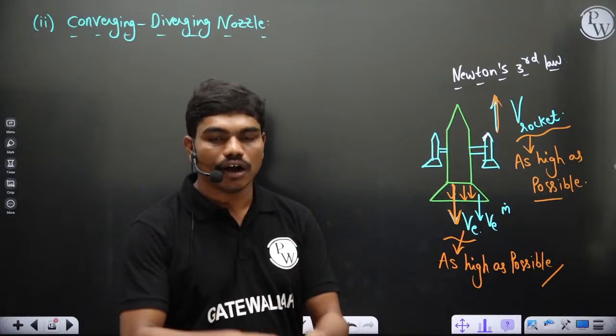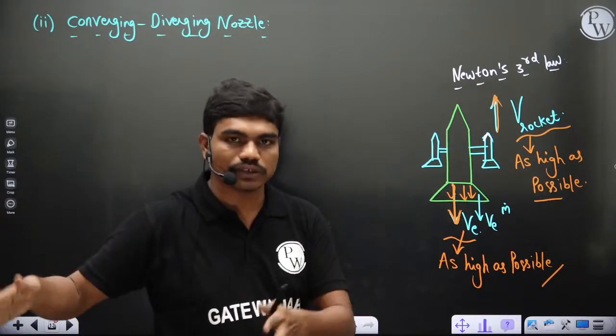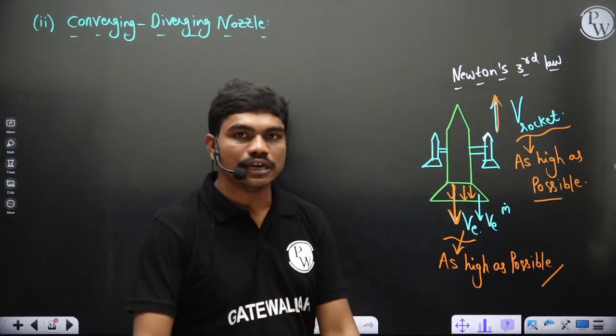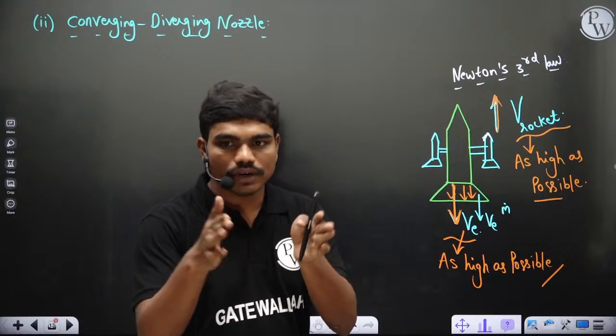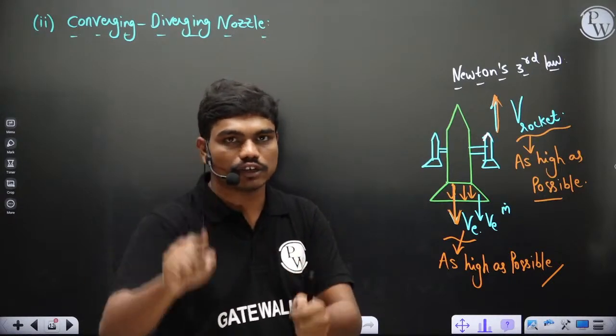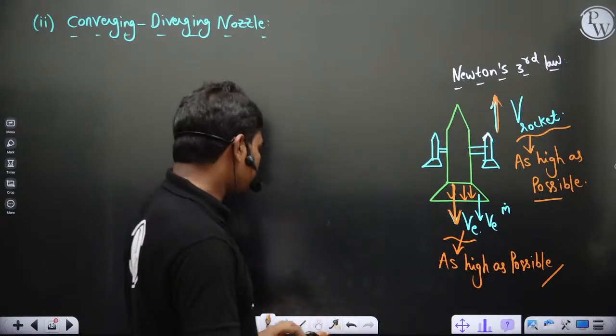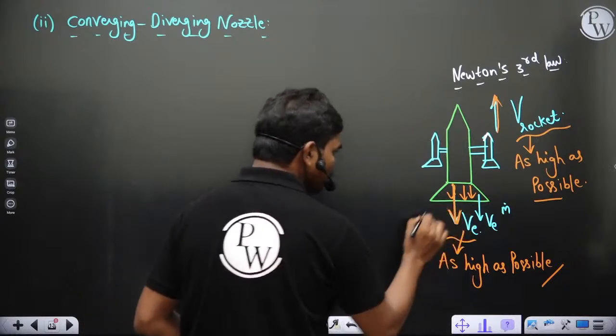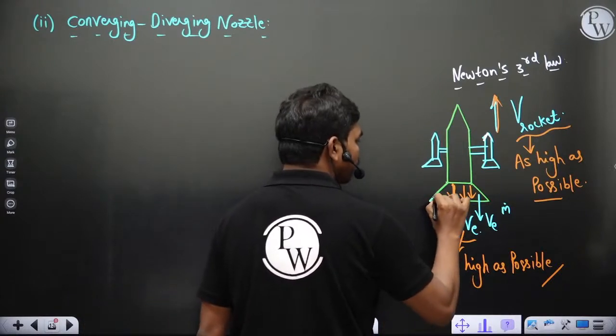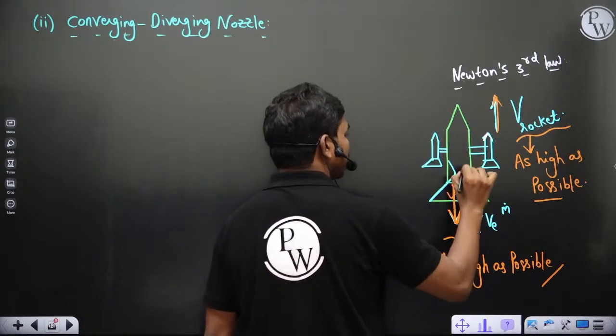Because of a lot of incompressible fluid flows, we assume that only converging passages can actually increase the velocity of the flows. But the reason is that whatever you are seeing outside will have some extension inside, something like this.